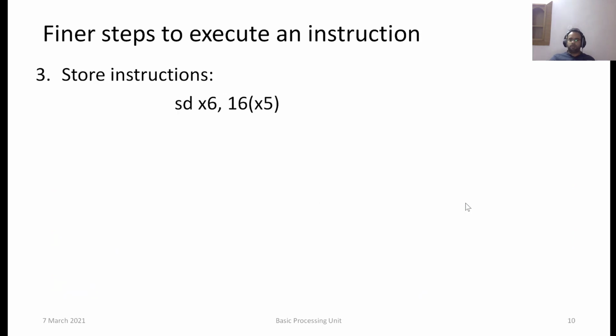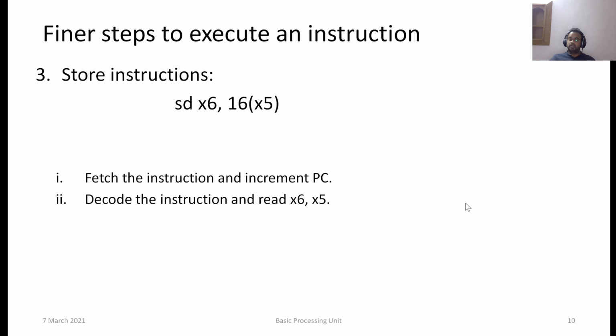Let's do the same for the store instruction. Here it's store double X6, 16 and X5. Both X6 and X5 are the source registers, and 16 is the immediate field, right? So the first step is again the same. Using the PC of this instruction, we get it from the memory and we place it in the instruction register. We also increment the PC.